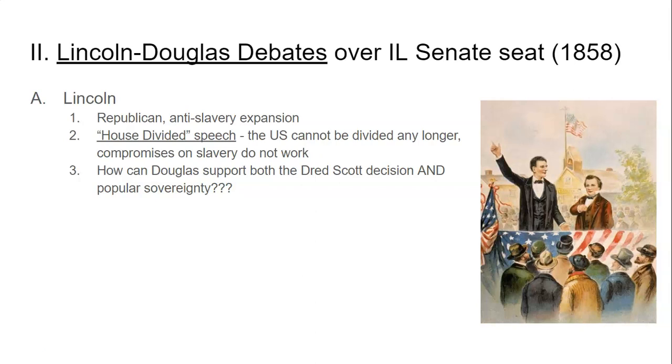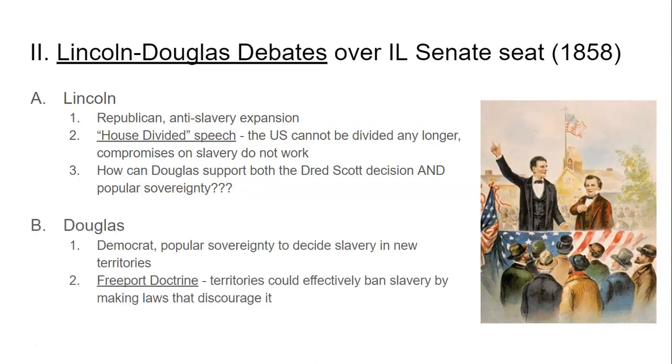He then takes this time to basically attack Douglas and he says, listen, Douglas has to support the Dred Scott decision, right? I mean, it's what the Supreme Court says. But he's also a Northern Democrat, and he says that popular sovereignty should be used to decide slavery. And you can't really have both of those ideas. You can't support slavery's expansion everywhere, but also say that the people have a right to choose on slavery in their territory. So this is where Douglas responds.